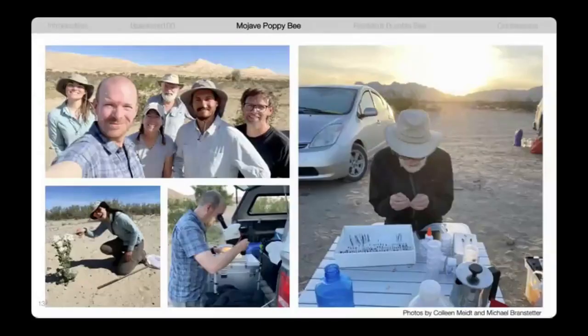So much of the survey work for Perdita meconis has been led by members of the USDA Bee Lab, including Terry Griswold, Michael Branstetter, Colleen Might, and Utah State faculty Joe Wilson, among others. And a few years ago, it was suggested that a reference genome for the Mojave poppy bee could be useful for subsequently characterizing population genetic data that could then be used for species status assessment.